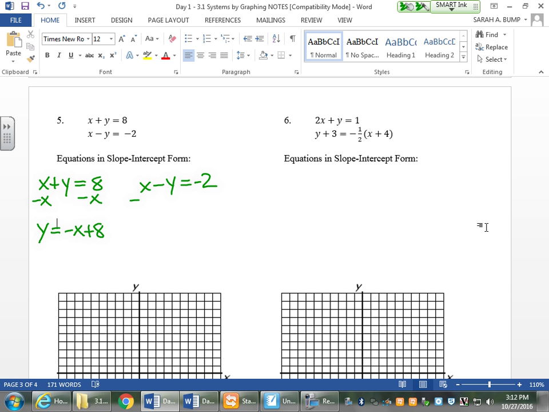Second equation, we're going to subtract x as well. We have a negative y equals negative x minus 2. That's not done because y is negative, so we're going to have to divide all of our terms by negative 1, and we will get y equals positive 1x plus 2. Pause the video if you need another second to write that down, because I'm going to have to erase it to be able to get to the graph. So we have negative x plus 8 and positive x plus 2.